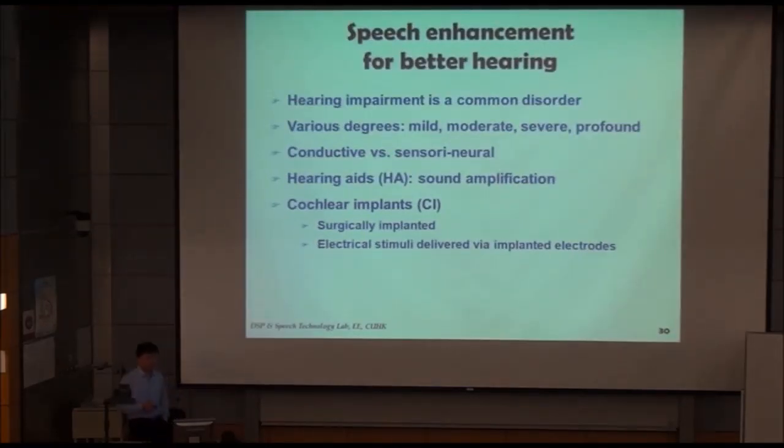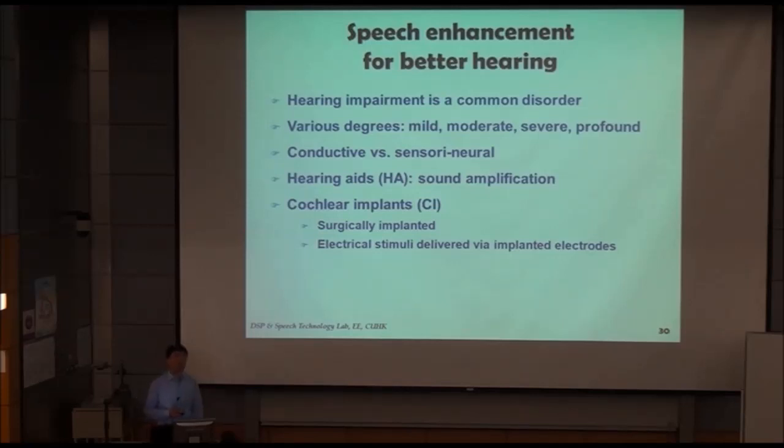For the hearing part, we all know that hearing impairment is very common, and the most commonly used assistive technologies are hearing aids, which primarily amplify the signals. For hearing loss that only involves conductive loss, meaning that only the signals from the outside to the inner ear are attenuated, we can just amplify them. So we use hearing aids.